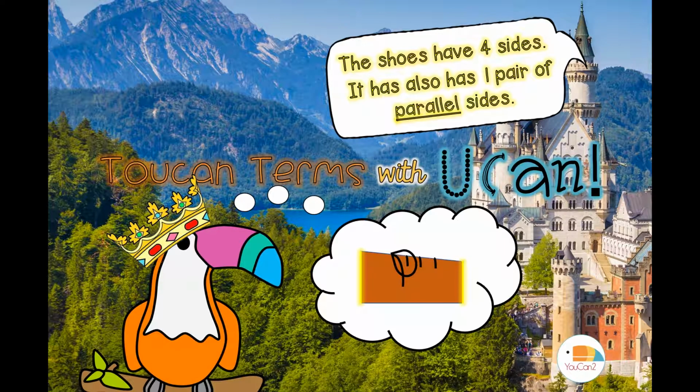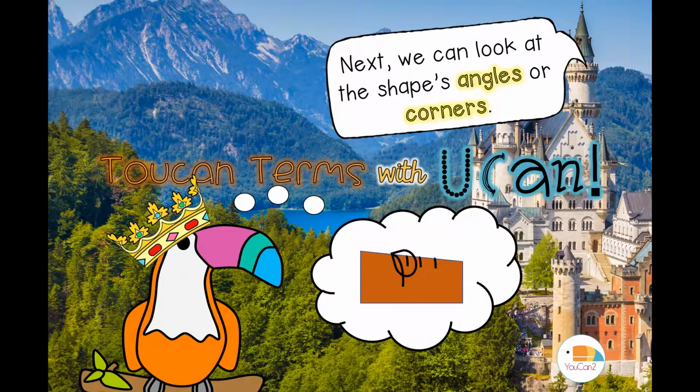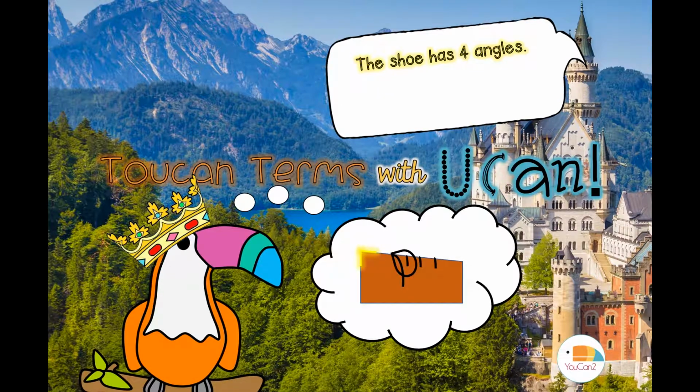Another way we can describe it is by looking at whether or not the sides are parallel. Check out those two sides. They're always the same distance apart and they'll never touch, no matter what. The other thing we can look at is a shape's angles or corners. How many corners or angles does this shape have? It has 4 angles. 1, 2, 3, 4.